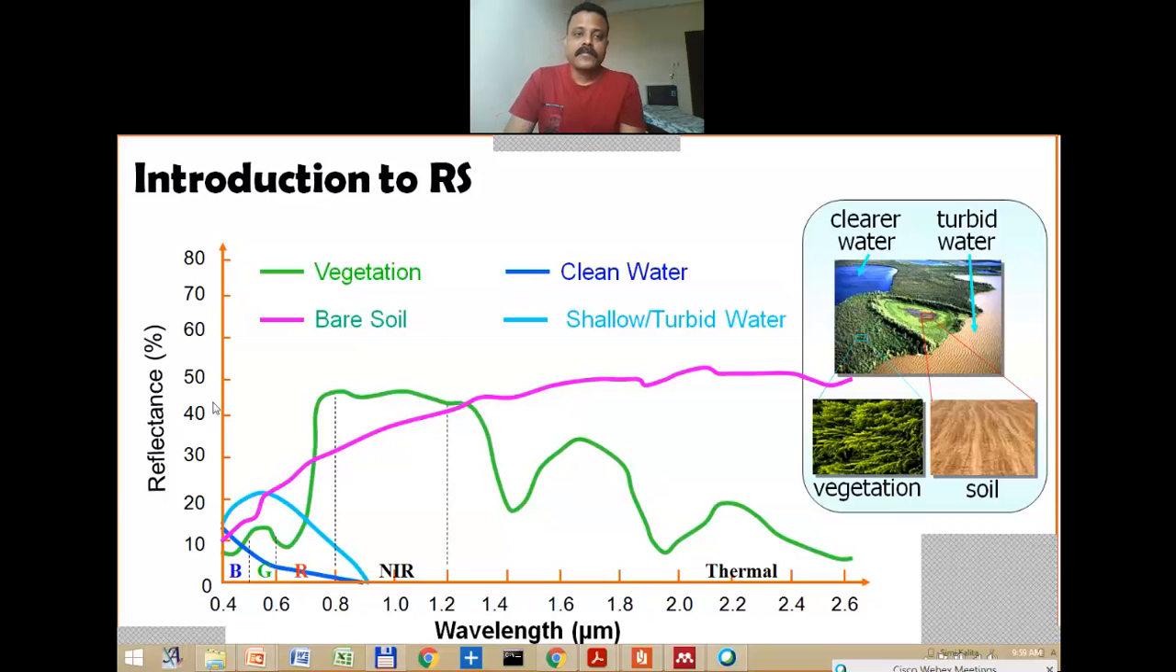As I said, why is this reflectance concept so important? Every object on the earth has its unique way of reflecting. This is known as their signature, or reflectance signature. Like my signature is very unique to me, the objects also exhibit this uniqueness in terms of reflectance.